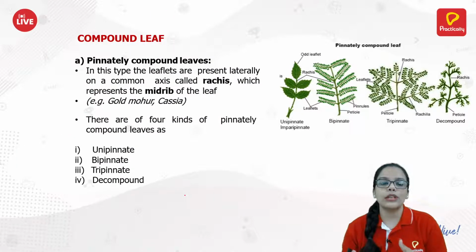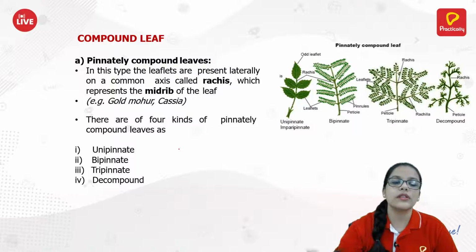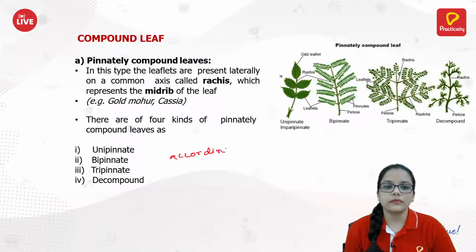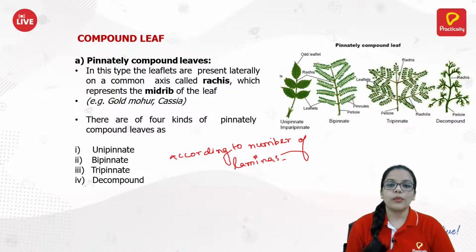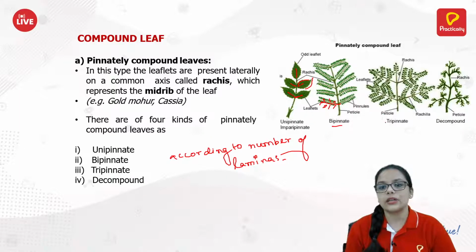Now, compound leaves, as I said, will have their own modifications according to the number of laminae. When it is unipinnate, they'll have one stalk, and from there only one kind of branch. Then there is bipinnate. Their branches will have other branches. When branches bear other branches, that is bipinnate. Tripinnate, then again three branches.